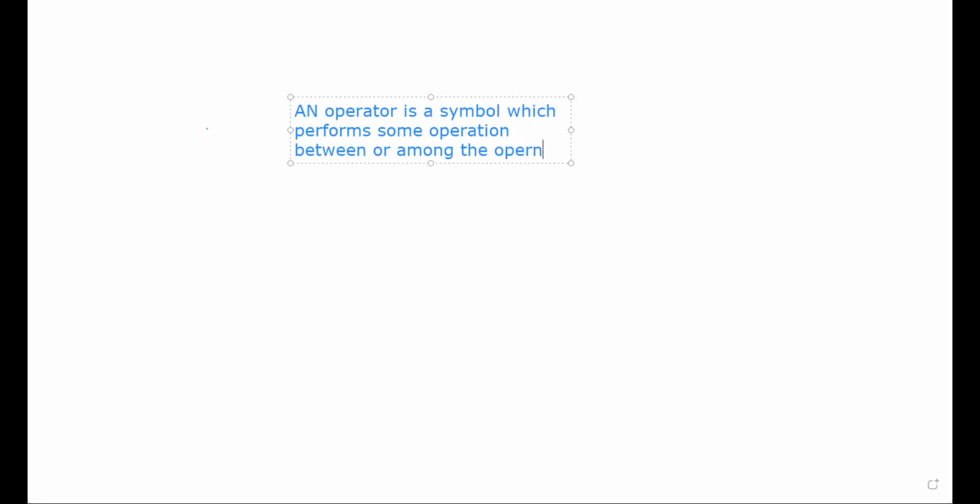An operator is a symbol which performs some operation between or among the operands. This is the definition of an operator. So basically, an operator is a symbol which performs some operation between or among the operands.